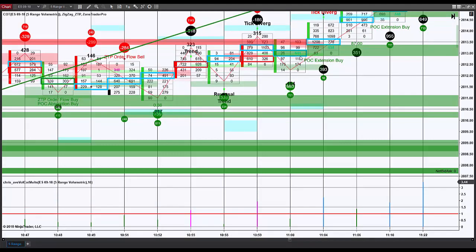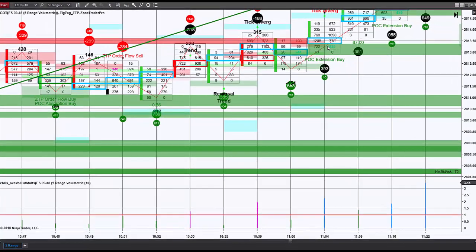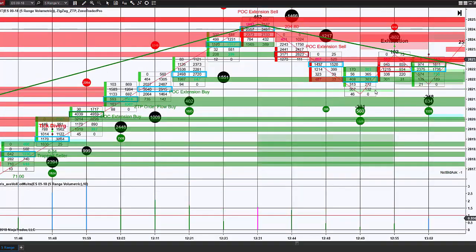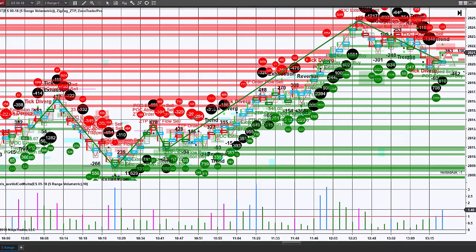We create an extension zone here. We create an additional extension zone there, and then the rest is pretty much history until we reach the POC extension sell at 28.25. And this is again what those 6 trades looked like from Friday of last week.